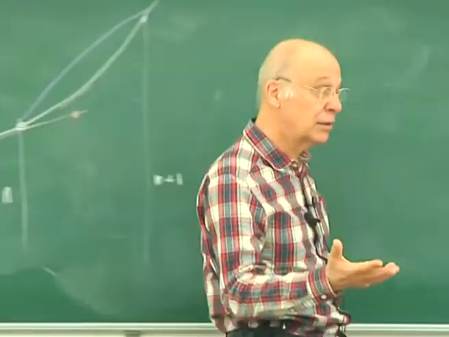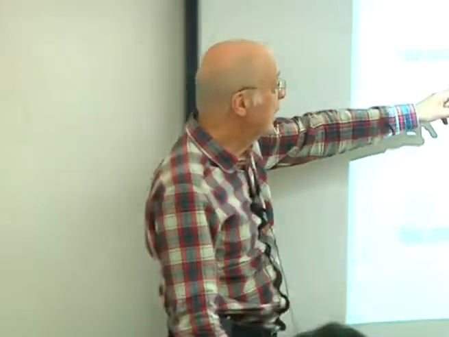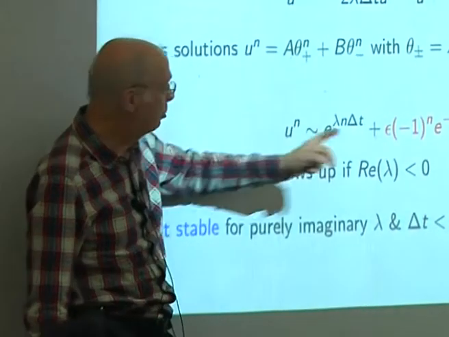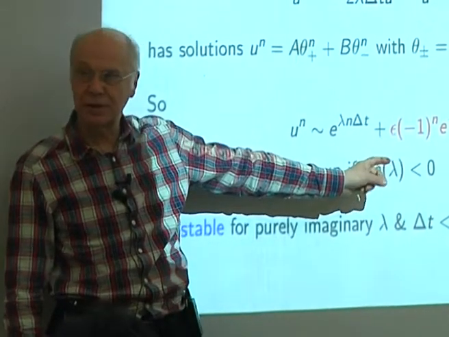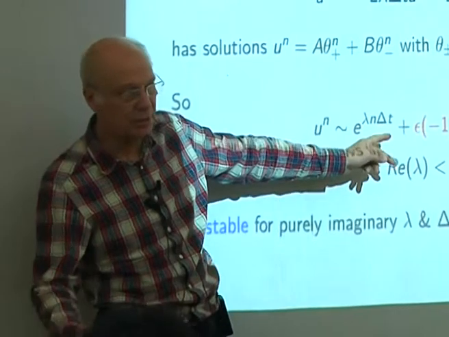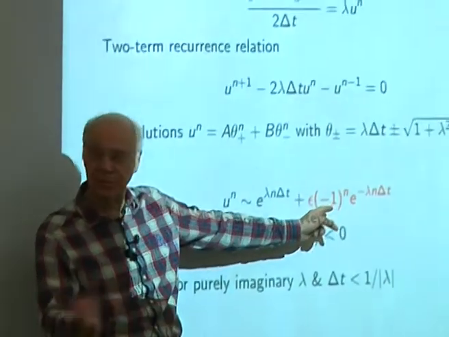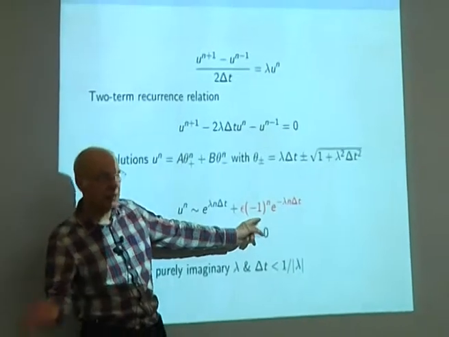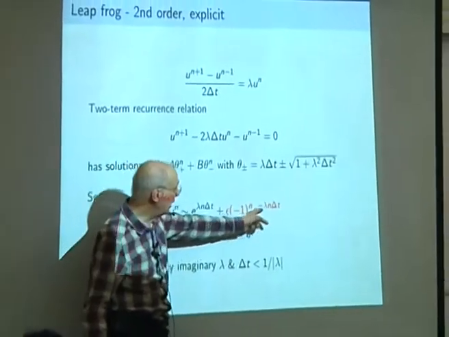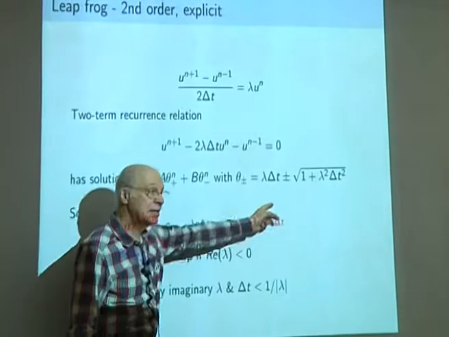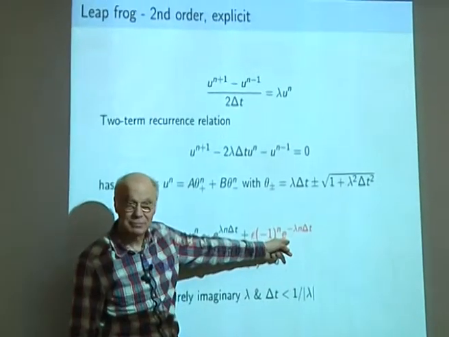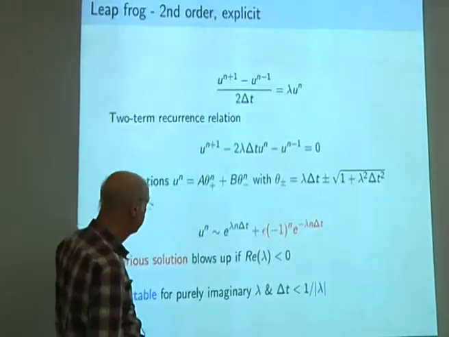And then there's a second solution coming out of the b term. It probably started quite small because it only picks up errors as you evolve. It oscillates in time, typical of a numerical instability. It goes plus, minus. And if lambda is negative, then this is an exponentially growing solution. Okay?